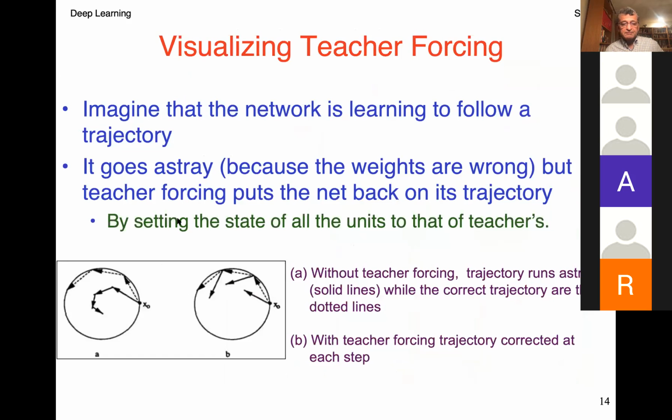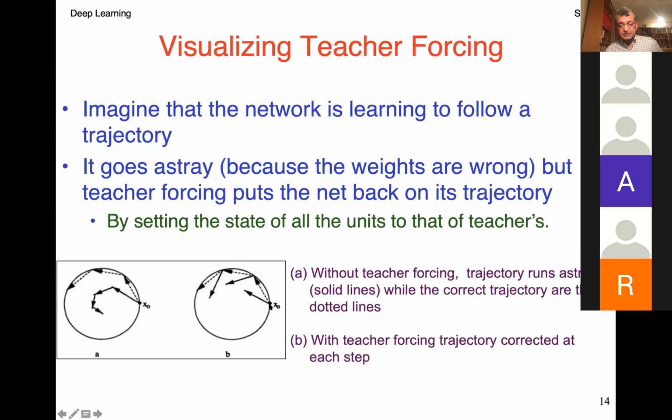Visualizing teacher forcing. Imagine that the network is learning to follow a trajectory. Trajectory, in the sense we are talking about, means the weights have to follow along a trajectory, like the dotted lines here. Instead, it goes astray because the weights are wrong, and so we keep heading along like this, and we end up in some other place.